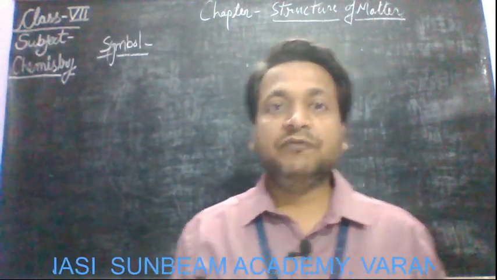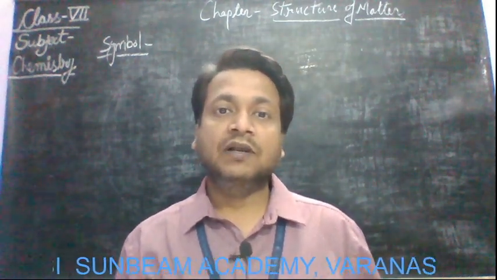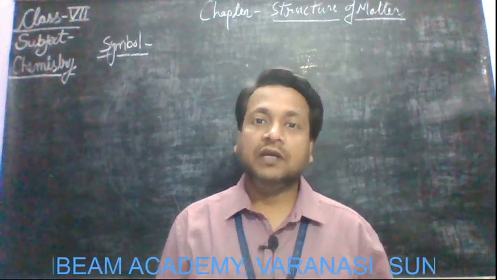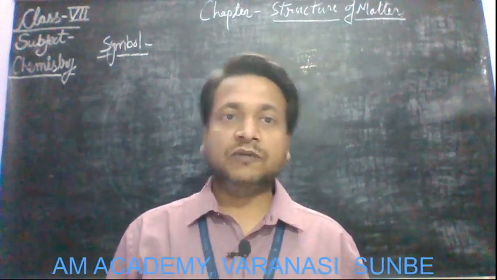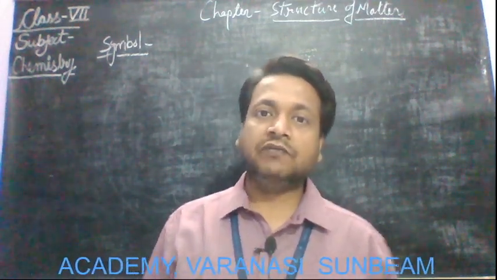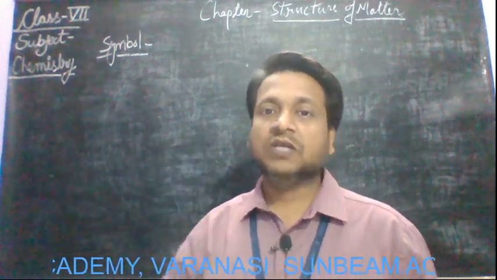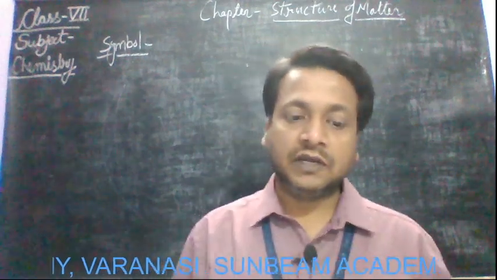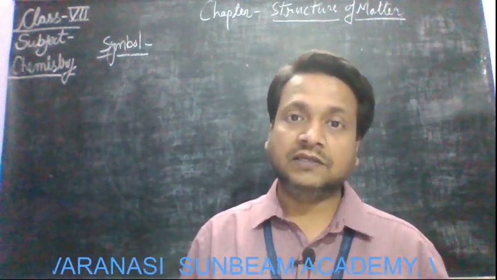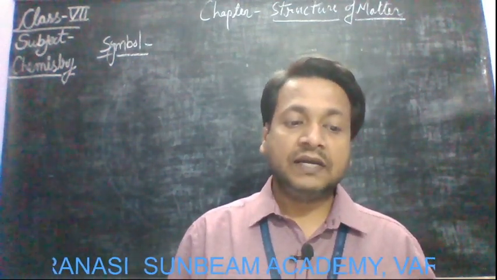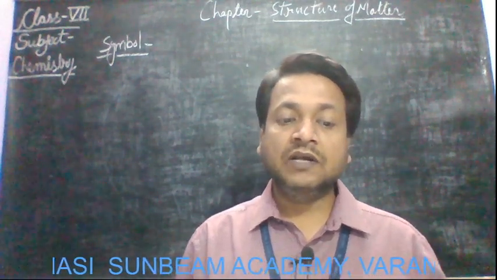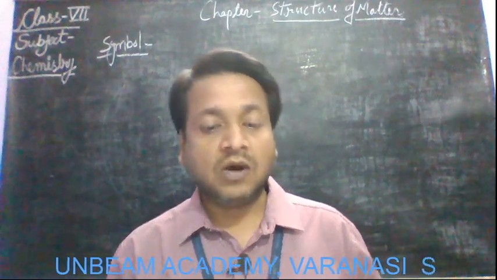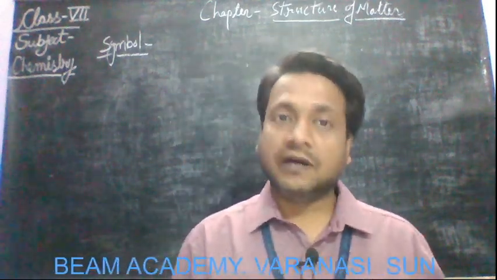Now, children, before starting the topic symbol, I want to discuss the oral questions which are given in your book. So come to the first oral question, and after that we will discuss the symbols. Question number one, given on page number 28, is: what is the difference between the smallest particle of an element and the smallest particle of a compound?